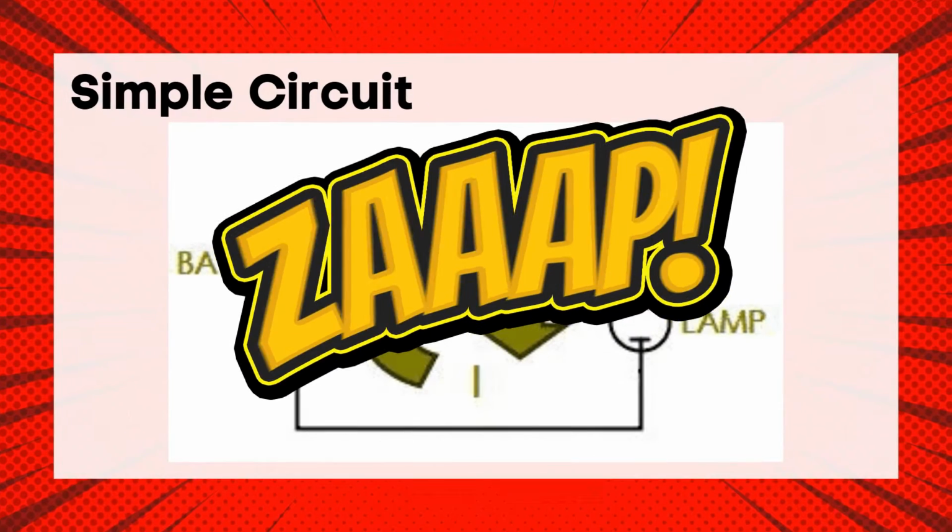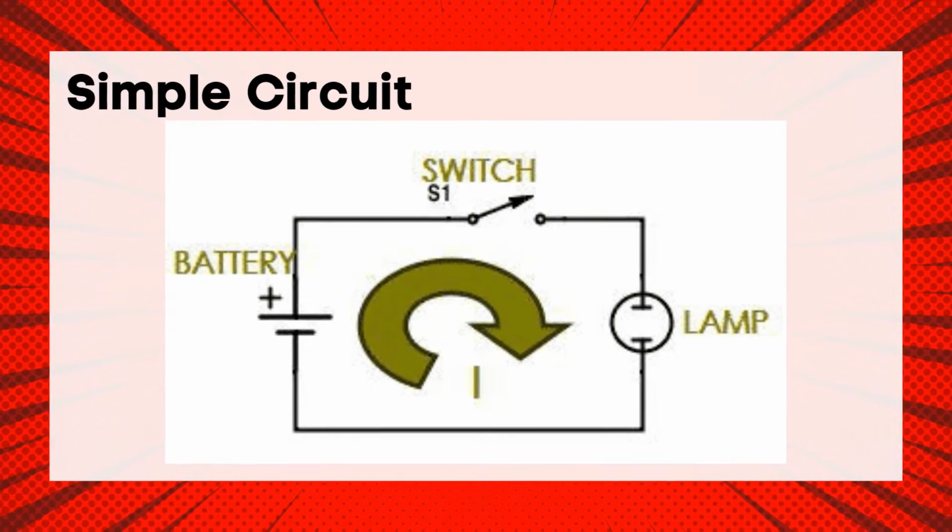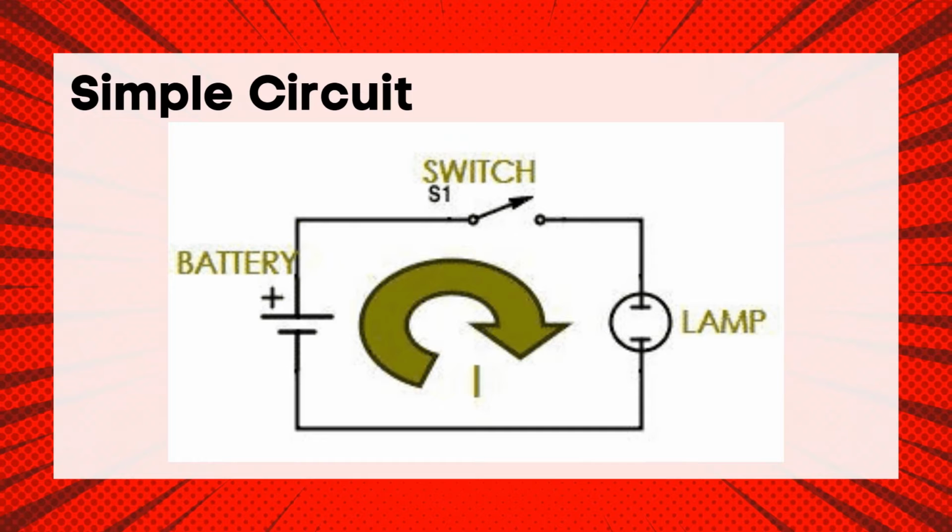Here is an example of a simple circuit. It is composed of a switch, a battery, and a lamp. The voltage source is the battery, while the switch is the conductive path, while the lamp is the output.